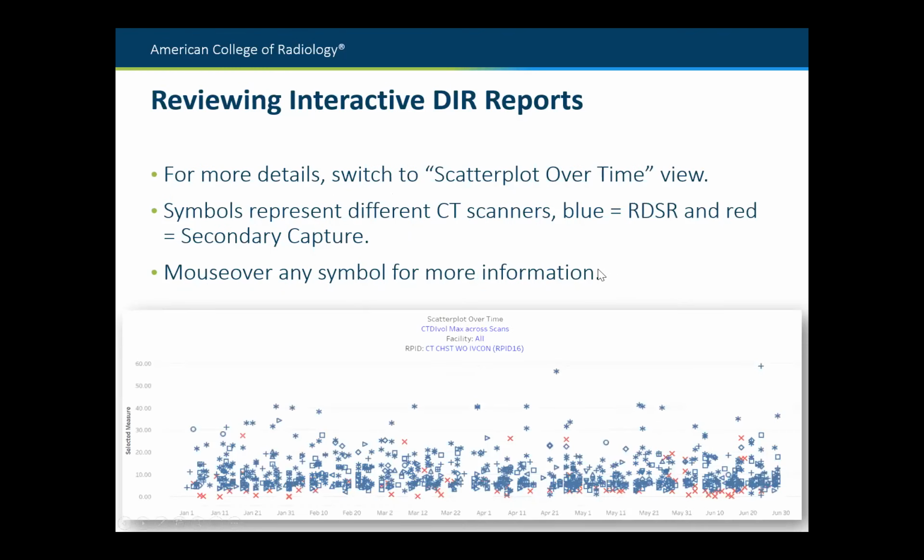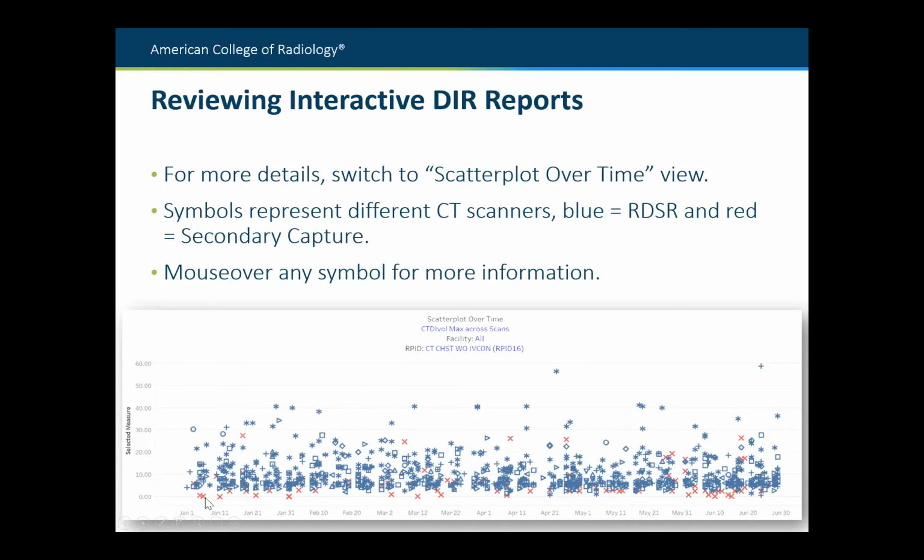But I'll give you an idea of what the problem is here, and you can check this for yourself if you switch over to the scatter plot over time view. So what you see here, all of these different symbols, the circles, crosses, asterisks, and X's, are all different CT scanners. And then each individual symbol represents a different exam. Blue being exams that come from RDSR, and red are exams that come from secondary capture. You can also mouse over any of these symbols just to see more information about them. You can see what scanner it came from, what the DLP score was, and all that.